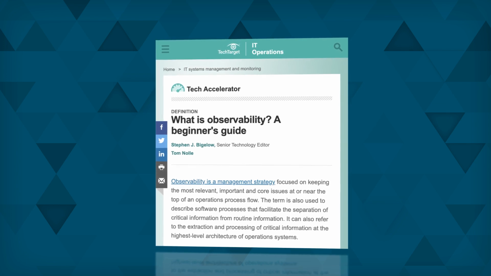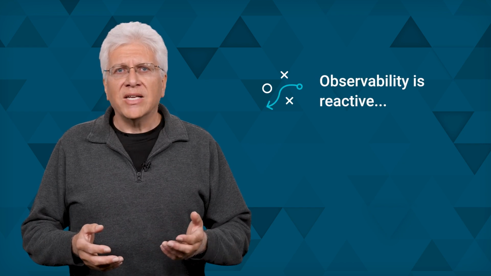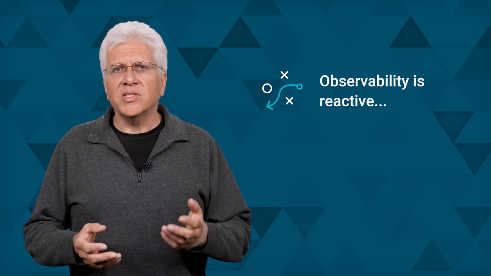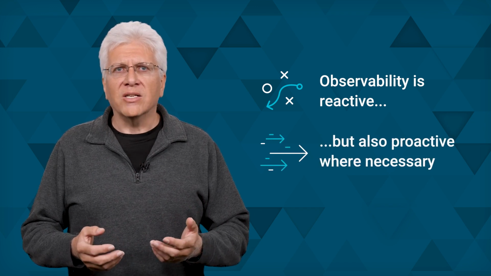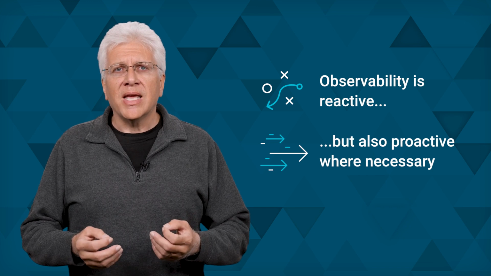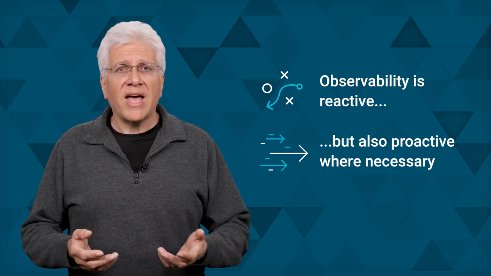It sounds straightforward enough, but observability is actually rather complex. For one thing, observability is reactive in that it prioritizes existing critical data. But observability is also proactive where necessary, meaning it includes techniques to add visibility to areas where it might be lacking. Visibility is the ability to peel back the layers of a system or infrastructure to gain useful information.